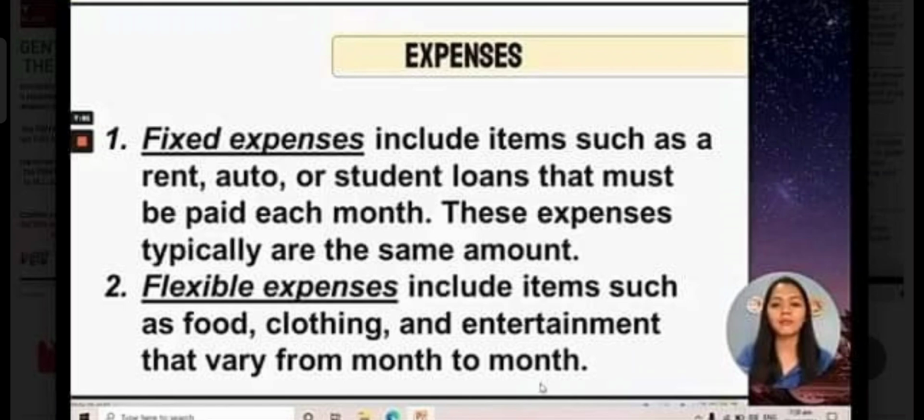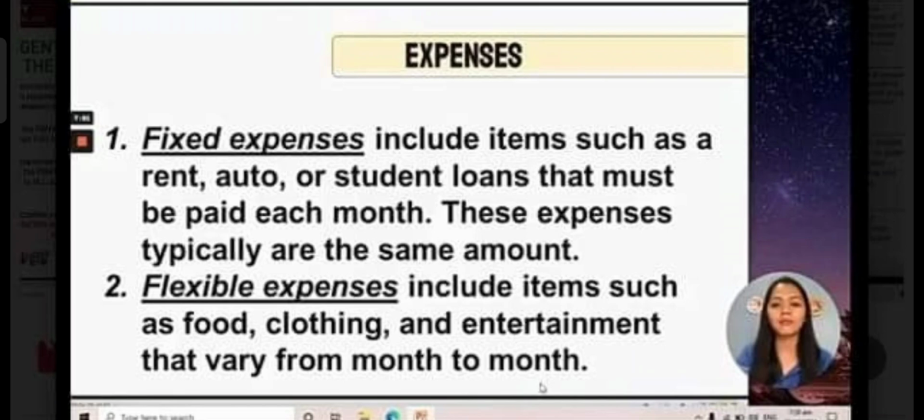There are some countries that also offer student loans, but with very hassle procedures or process. So these expenses are typically the same amount. Probably meron tayong rent ng bahay, 5,000, 6,000 a month. Meron tong auto, mag-monthly ka ng more or less 20,000, if I'm not mistaken. Or if you have student loans, you will probably have 6,000 a month and so on. So this is what they call fixed expenses.